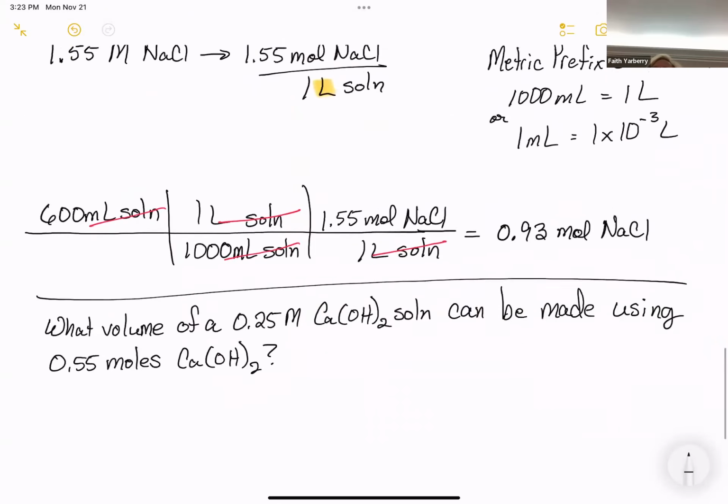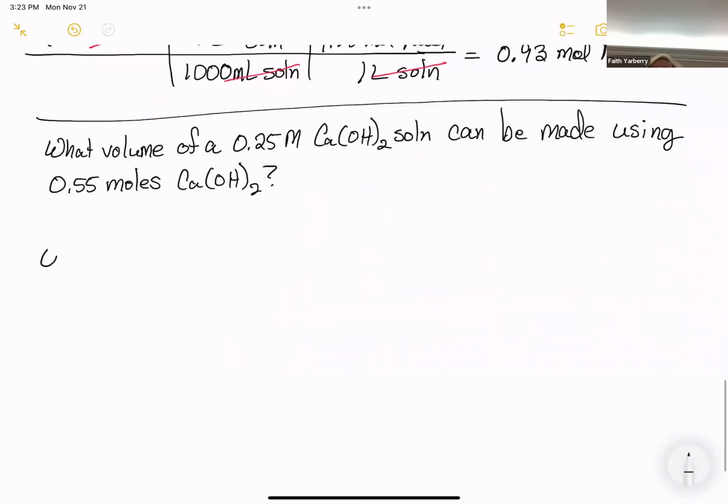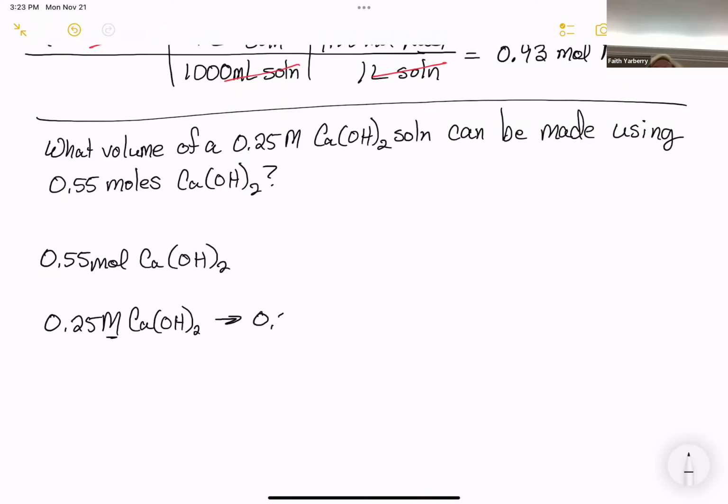Making a list of information, I was given the 0.55 moles of calcium hydroxide. I was also given 0.25 molar calcium hydroxide solution. I take a moment with that molarity and I rewrite it. That is 0.25 moles of calcium hydroxide per 1 liter of solution.